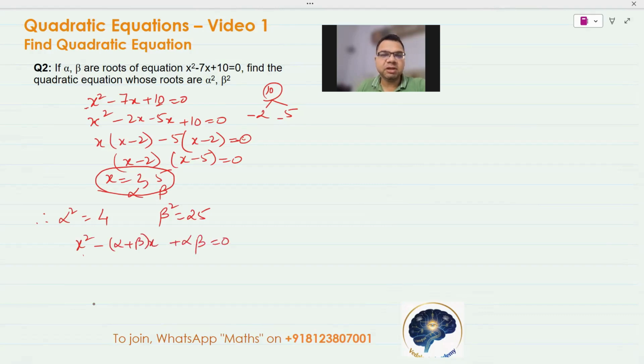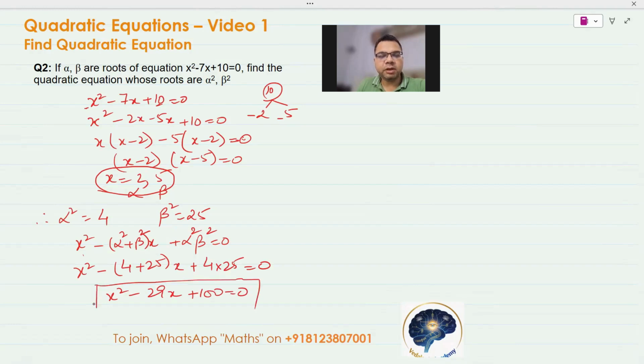So this is the equation that we have to use. But I have alpha square and beta square here, so I'll put it like this. So x square minus alpha square plus beta square, which is 4 plus 25, into x plus alpha square into beta square, which is 4 into 25, equals to 0. So it becomes x square minus 29x plus 100 equals to 0. So this is the equation that we had to find out. So that is one way. What is the other way?